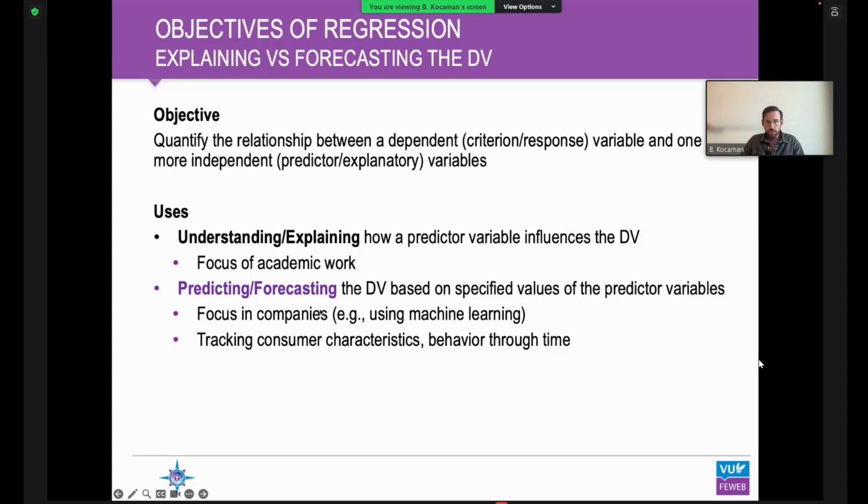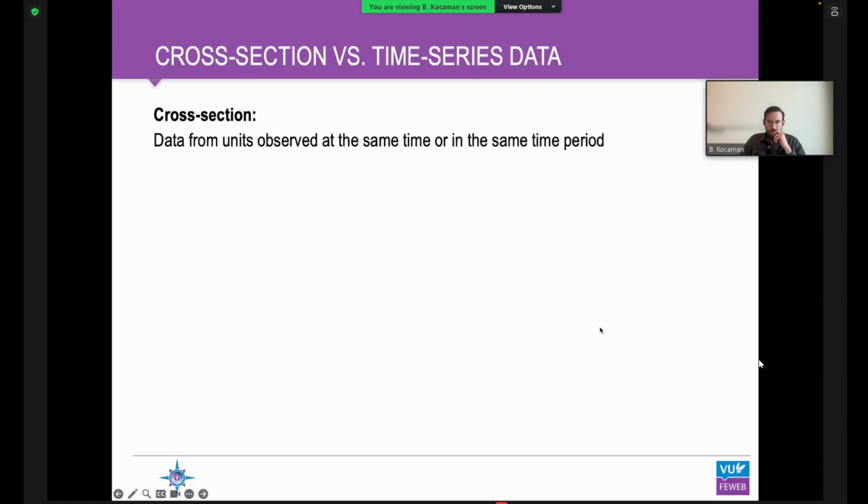And yeah, companies use this for many purposes to track consumer characteristics and behavior through time. They are not necessarily interested in explaining very rigorously what the relationship between the two is, but they really want to understand, for instance, what our sales will be in the next quarter. And with this, because we are going to talk about trend variables, let's also talk about what kind of data it requires.